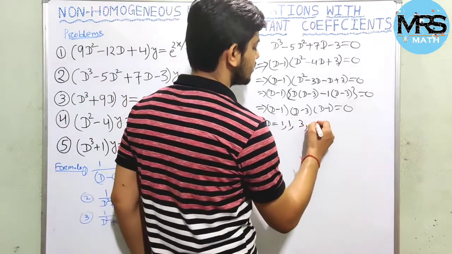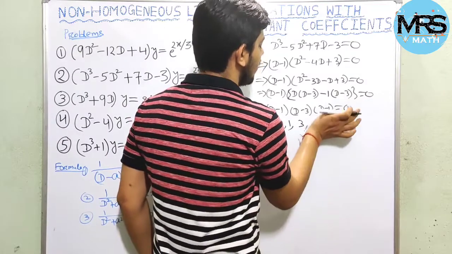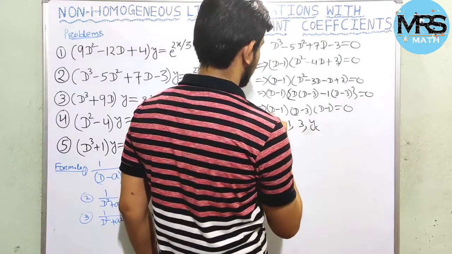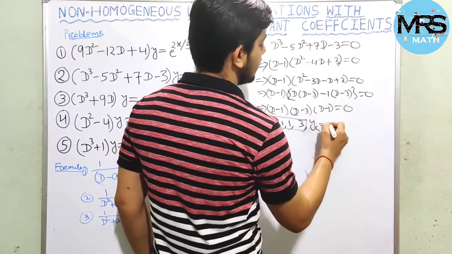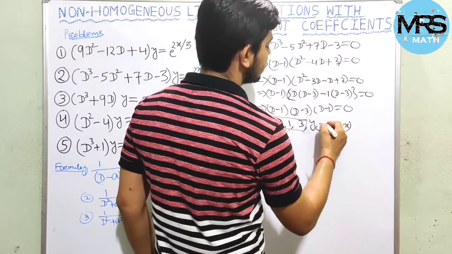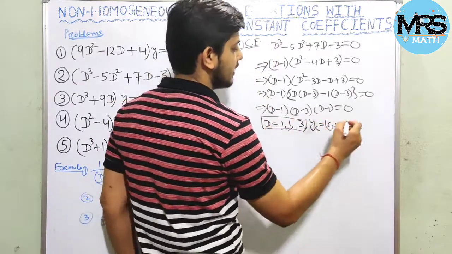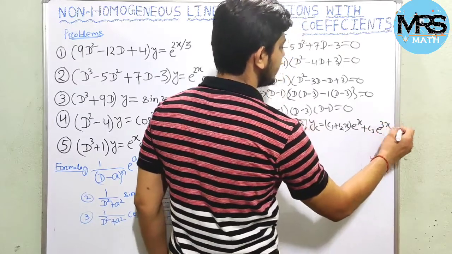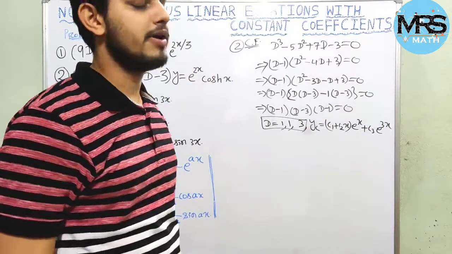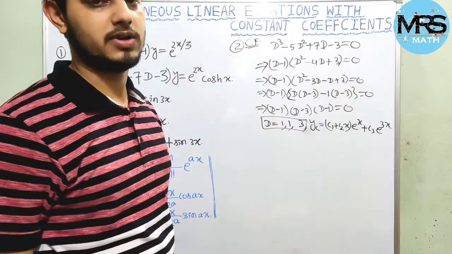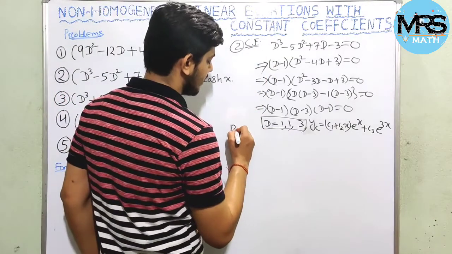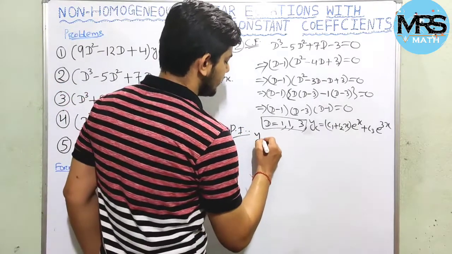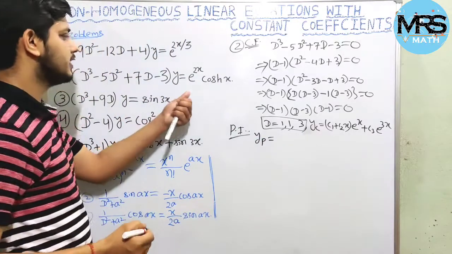So complementary function, or yc, we can write as c1 plus c2x into e to the power x, correct, plus c3 into e to the power 3x. Okay, so this is our complementary function, right? Now we'll find out what will be our particular integral. So yp we have to find out from here, right?